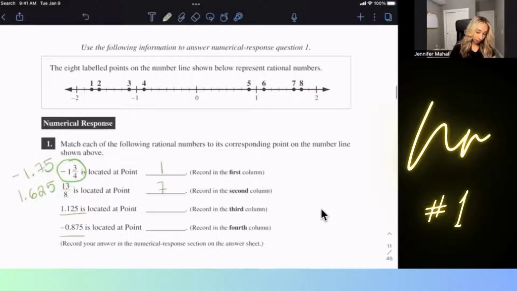And then our last couple too, we just have to find where they go. 1.125. Well, that's definitely going to be a little bit bigger than 1. It's a little past 1 on the number line. So that's going to be falling with 0.6. And our last one is -0.875. Sorry, clearly I've been doing this for a while today. Our last one is -0.8, which is going to be close to -1, but not quite -1. It's not quite a whole number. So that's going to be best represented by 0.4.